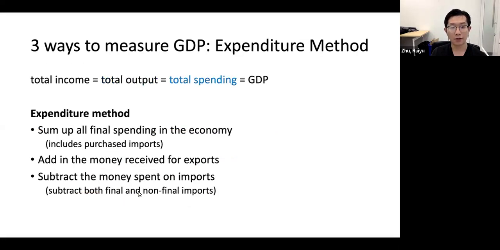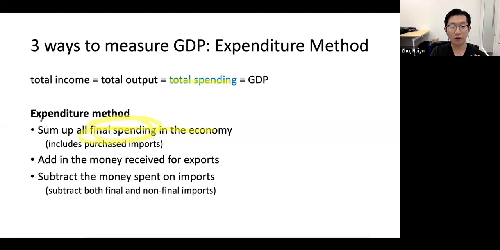Also, there is the expenditure method, with which we calculate the total spending. We just sum up all final spending in the economy, right? Here the point is final spending, because going back to our steel and car example, we are only calculating the car spending, not the steel spending, right? Because steel is not the final good, only the car is the final good.